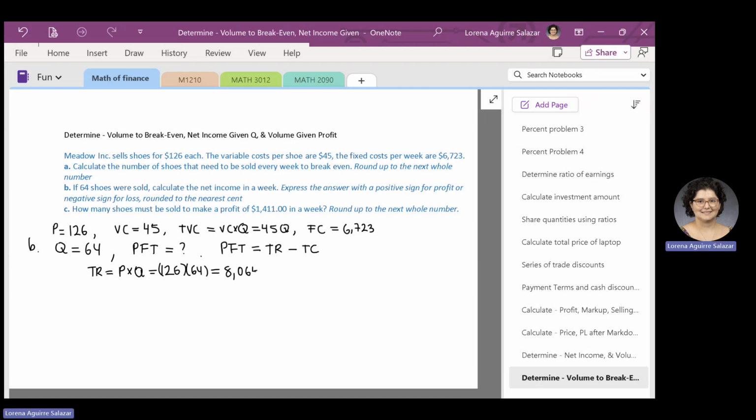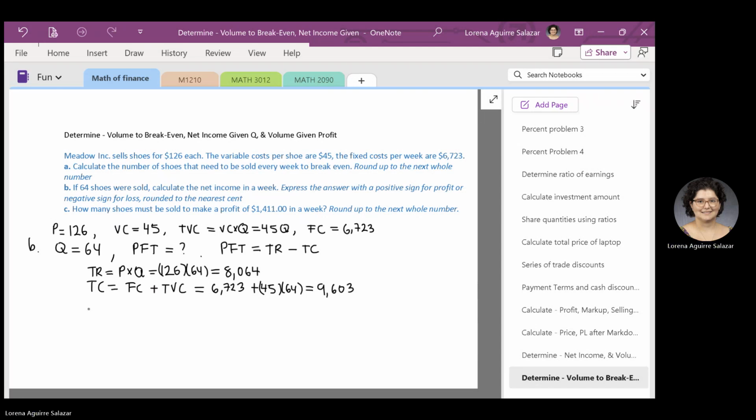While total costs are always given by the addition of two types of costs. We have fixed costs and we have total variable costs. Fixed costs are 6,723. And the total variable costs will be 45 times Q. And Q is 64, so we have 6,723 plus 45 times 64. And that is going to give us the number 9,603.